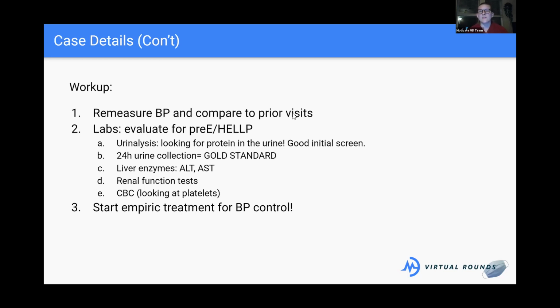And then regardless of what the outcomes for these labs are, we want to start empiric treatment for blood pressure control. We don't want to let this go untreated while we wait for the results. So we're going to begin empiric treatment.